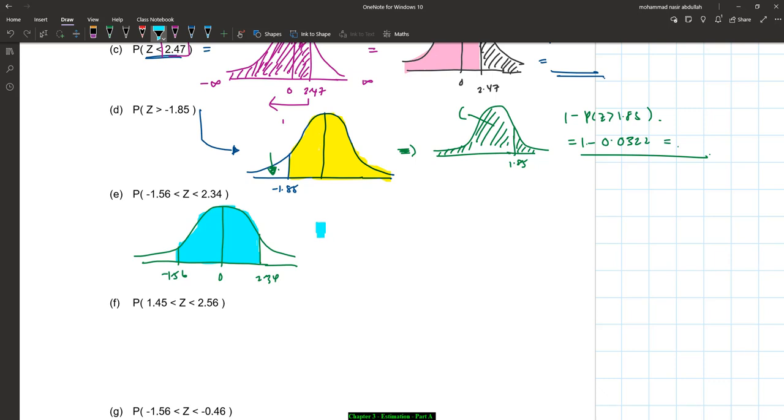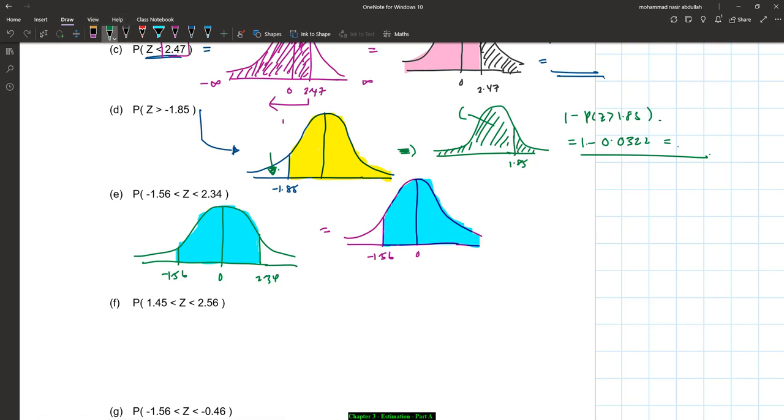Kalau kita ambil, let's say I buat macam ni. Let's say I ambil this area. This is 0. This is -1.56. This whole area dekat sini. This is the idea. That's why we always draw the normal distribution curve, because if we have a complicated problem, we can draw it back.